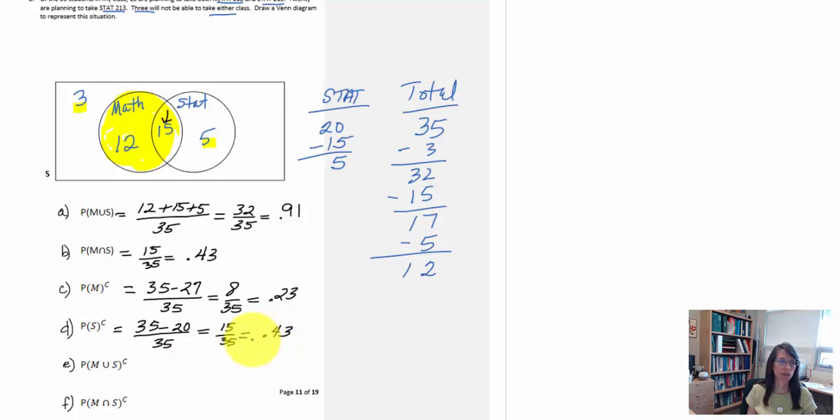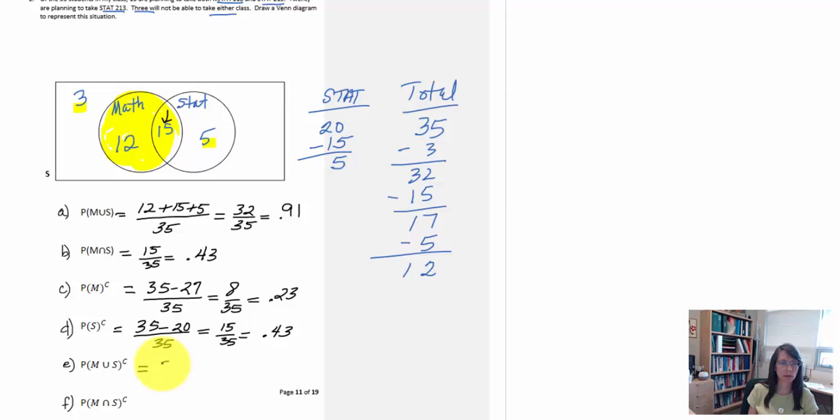So less than half of the students are not taking statistics. For part E, look inside of the parenthesis first, and then we'll want the complement. We've got math in union with statistics. Well, from part A, we know that math in union with statistics was 32 students. We want the complement of that. So not the 32, we want the leftovers.